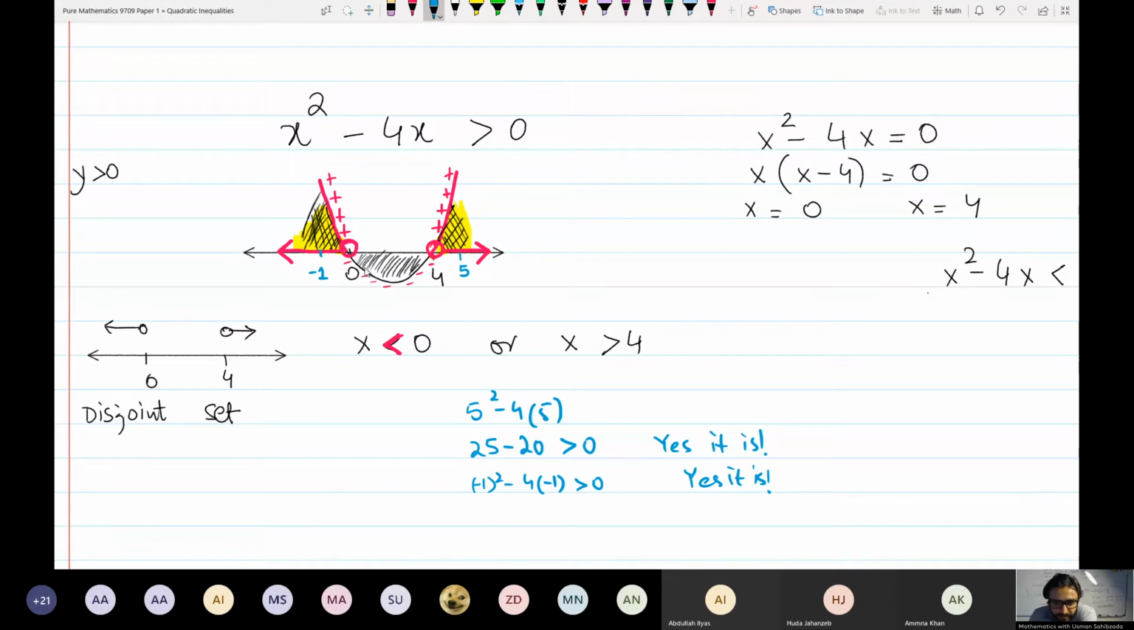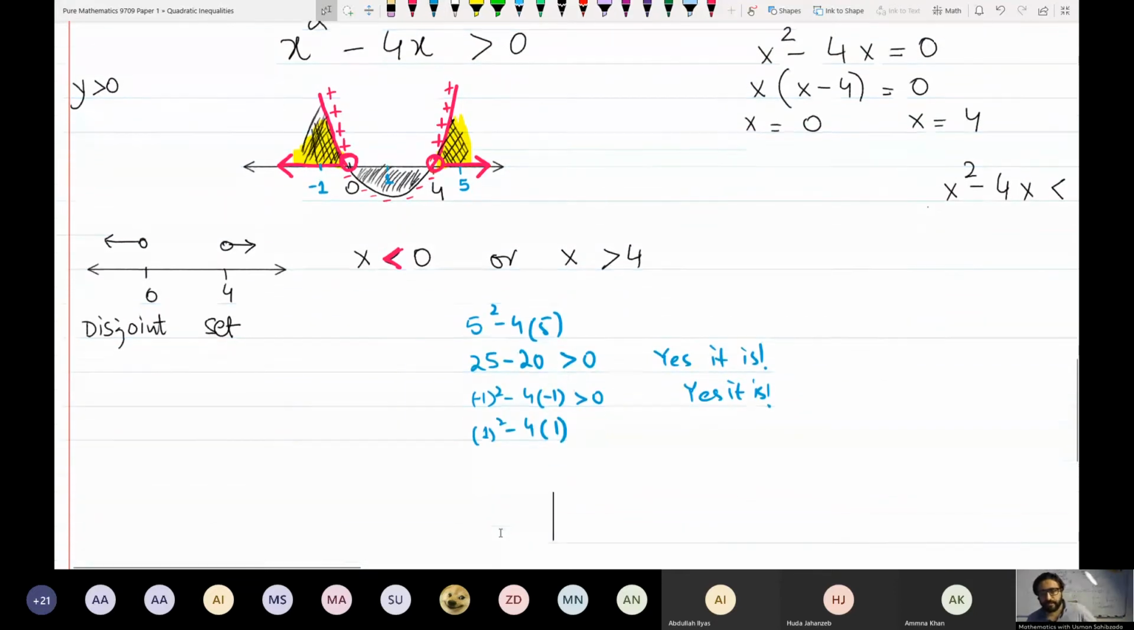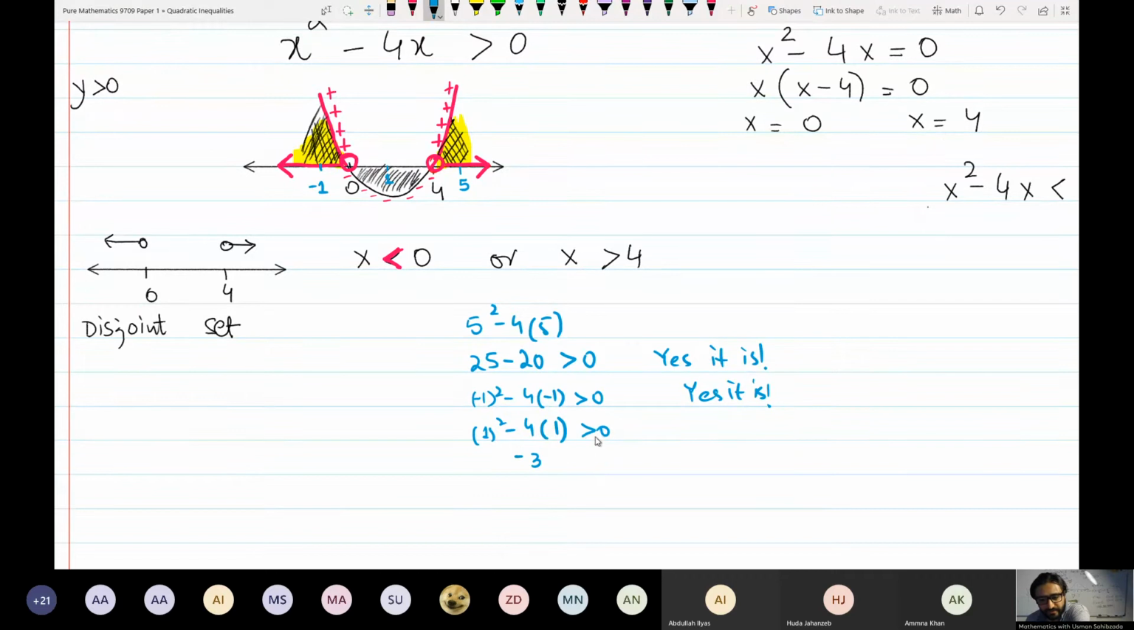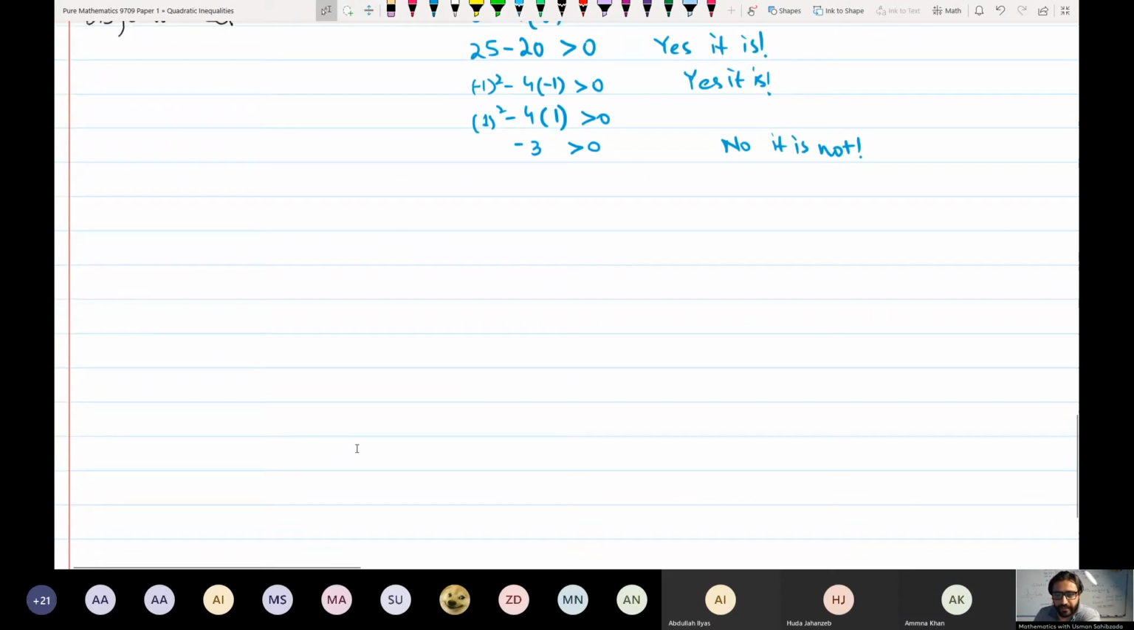But what about numbers from 0 to 4? Take any number. Let's say take 1. So when you put 1 in the inequality, 1 squared minus 4 times 1, this comes out as minus 3. Is minus 3 greater than 0? No, it is not. Do you get the inequality direction? Let's try 2, 3 more so that this is understood better.